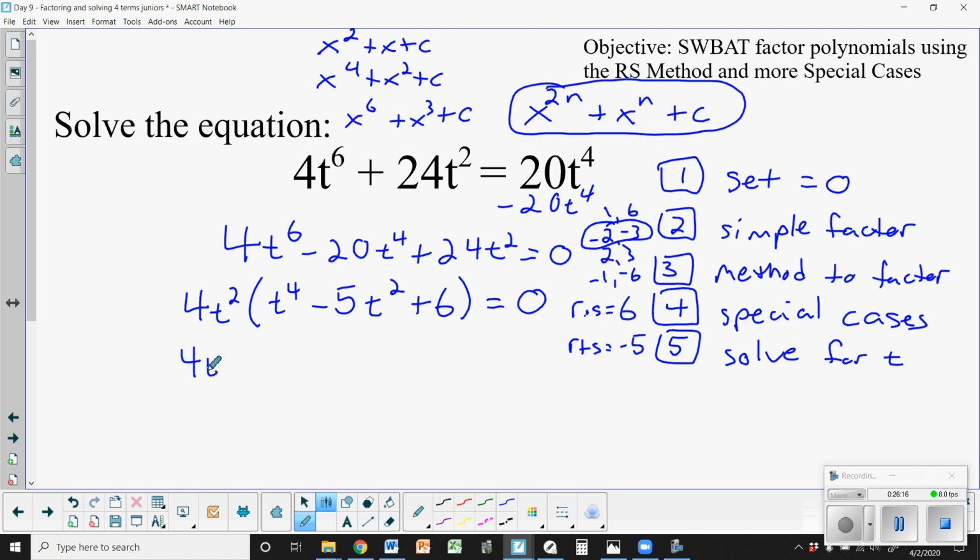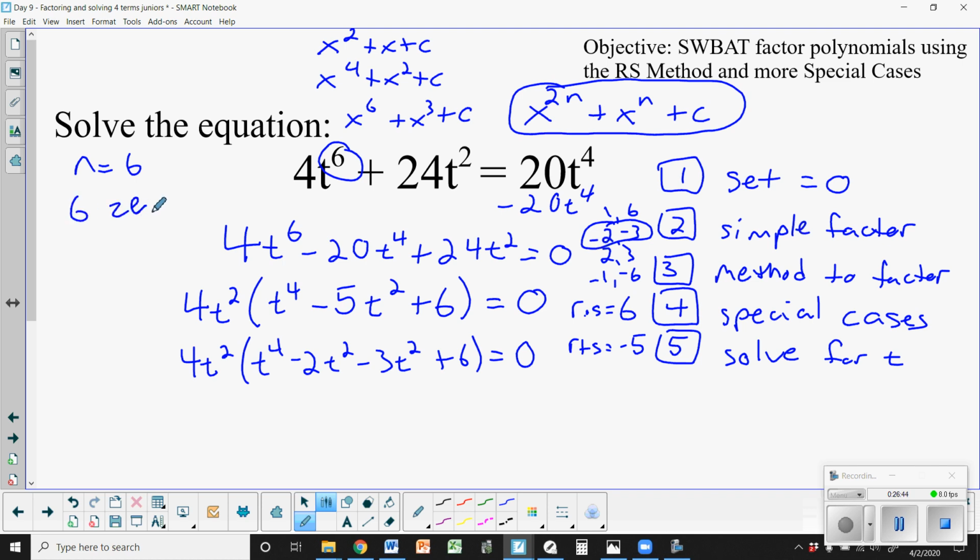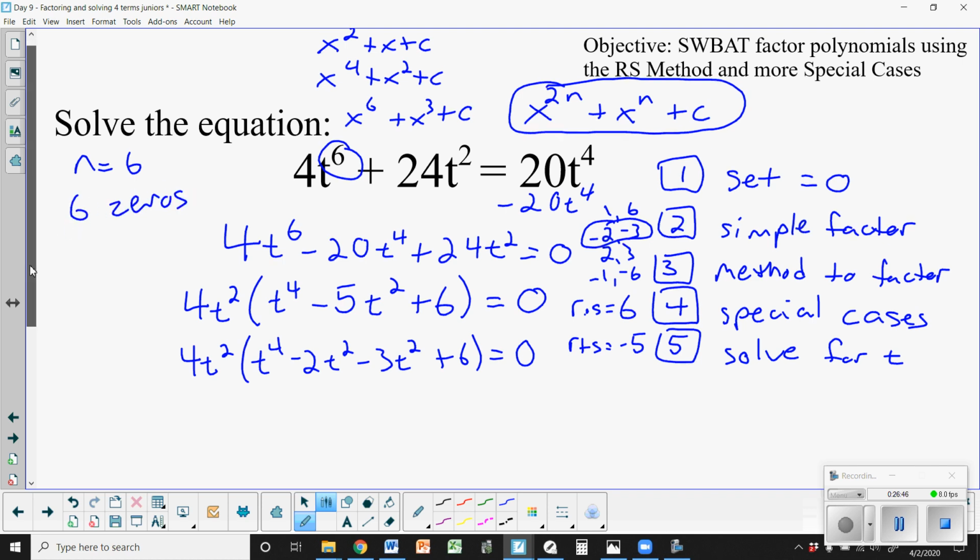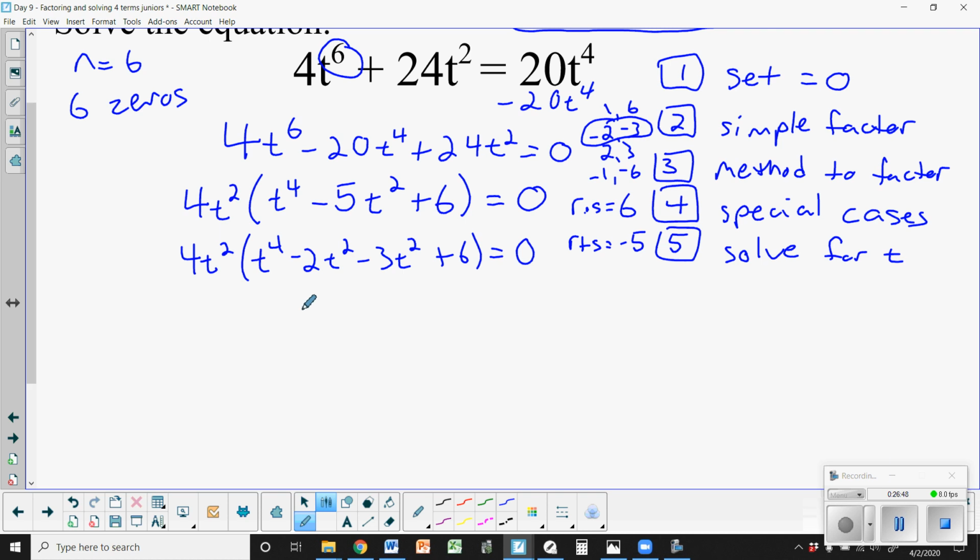All right, so t to the fourth. Stretch the middle term with that -2 and that -3. So we have t to the fourth minus 2t squared minus 3t squared plus 6 equals 0. How many zeros are we looking to have in this one? That's right, 6, because n equals 6. So we're looking for 6 zeros. And remember, some could be real, some could be unreal.